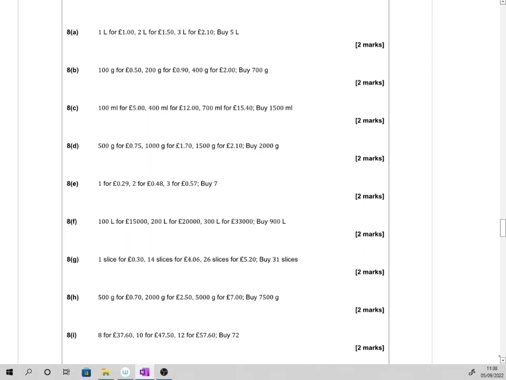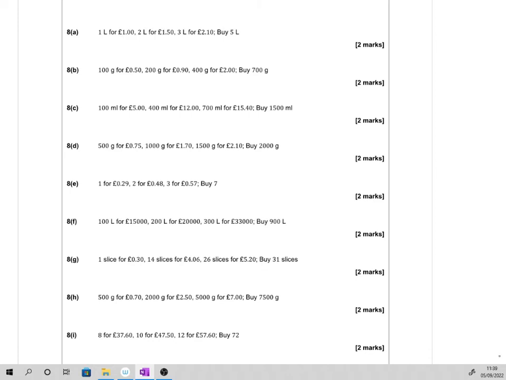Find the cheapest way to buy the amount specified from the offers below. 1 litre for £1, 2 litres for £1.50, 3 litres for £2. Buy 5 litres.